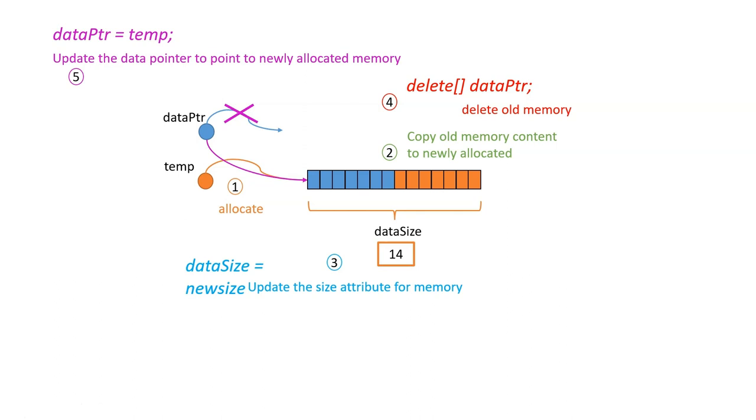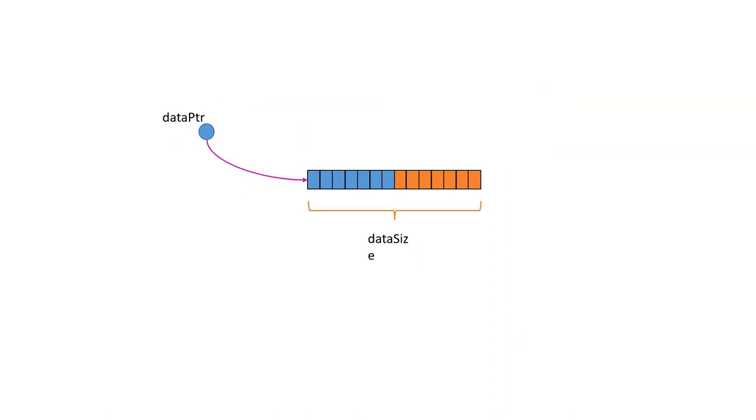That temp pointer was a local variable, right? When it's done, the old pointer will vanish, and what you're going to be left with is the resized memory. Are we okay with this? So let's do it.